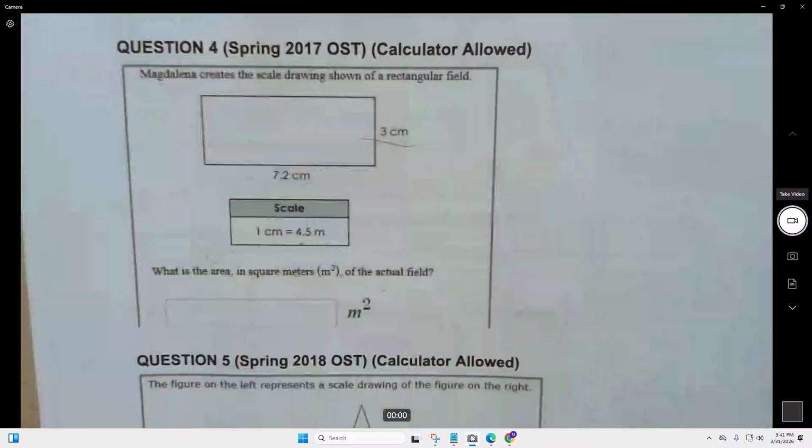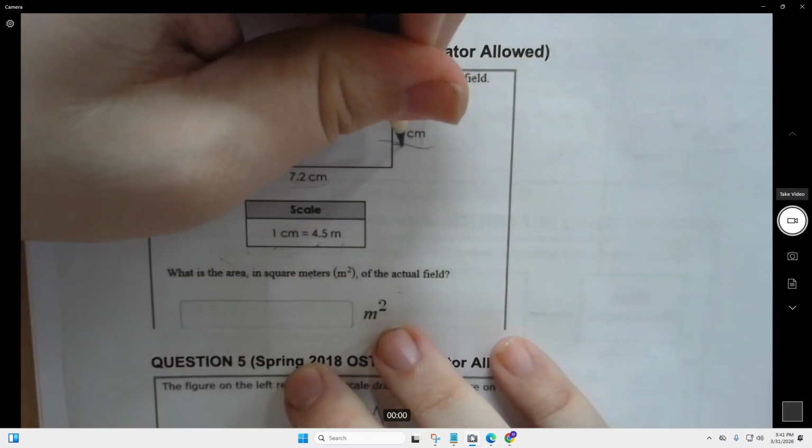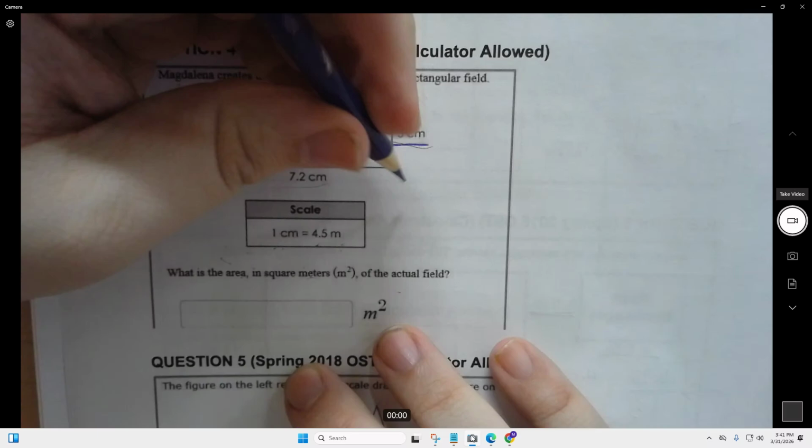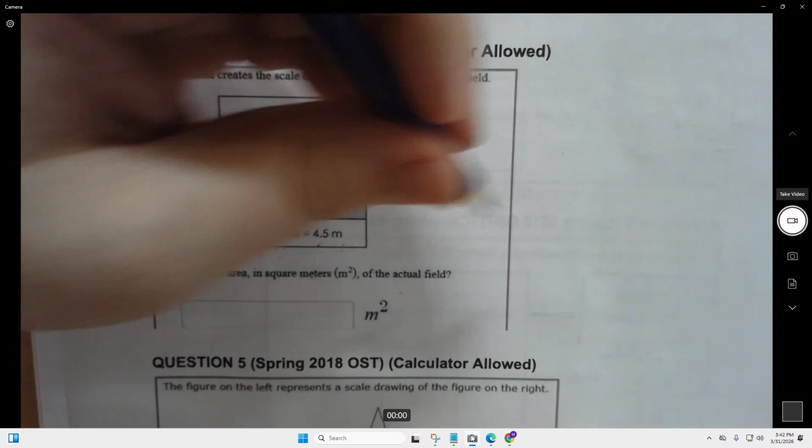So we're going to talk about the right way to do this, and we're going to talk about the wrong way to do this, because people might try to do it either way. First thing you want to do is figure out what the actual size of the field is. So we have, again, a ratio of 1 to 4.5. And we have a 3 to what? And a 7.2 to what?